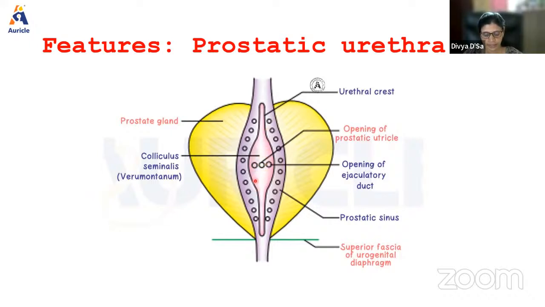Then we see the colliculus seminalis, otherwise called the verumontanum. This is the rounded elevation we see in the middle of the crest. It shows 3 orifices: the prostatic utricle in the middle, and the ejaculatory duct on either side.